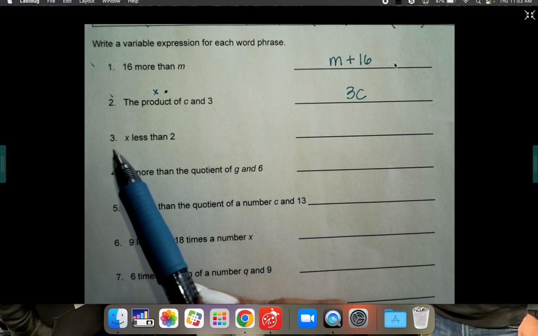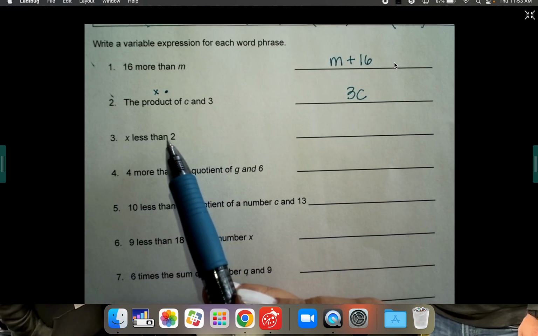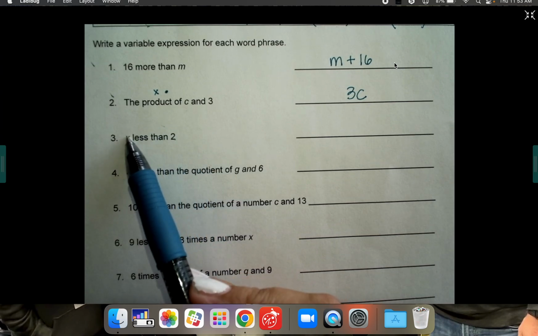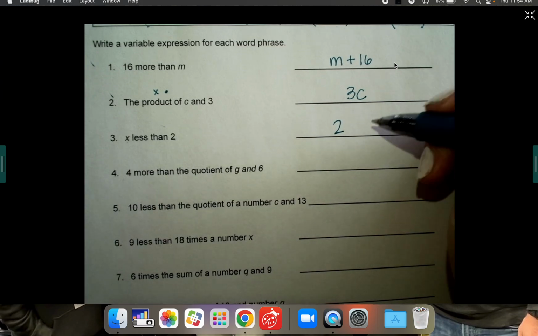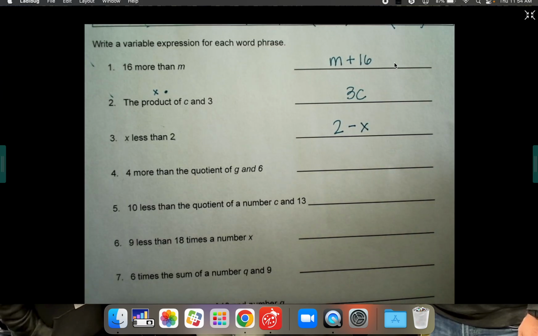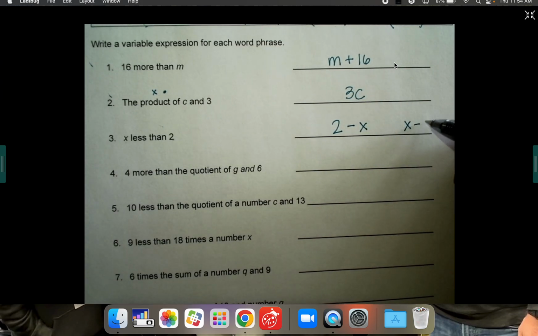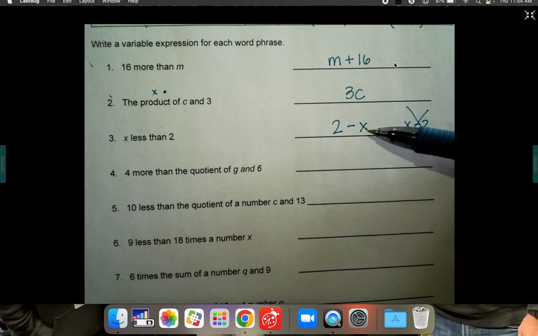All right, x less than 2. So it's 2, and then x is less than that. So you really need to write your 2 first, and then you're subtracting the x. By the way, if you did it like this, that is not correct. And I'll tell you why. Let's say x was 10. 2 minus 10 is a completely different answer than 10 minus 2.